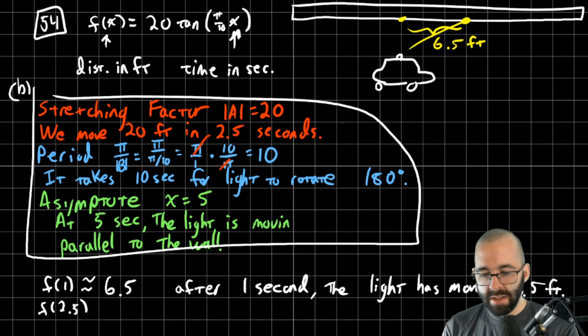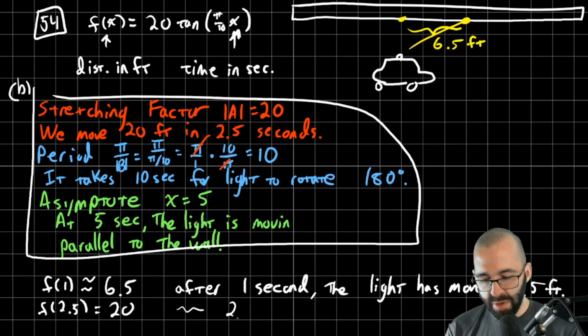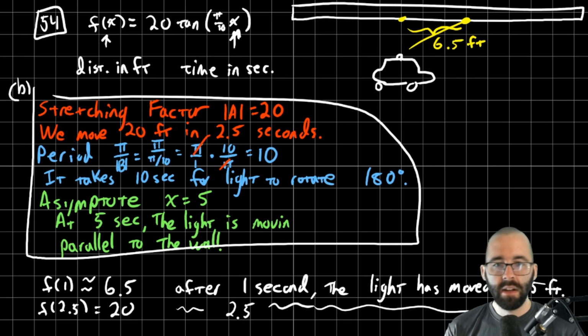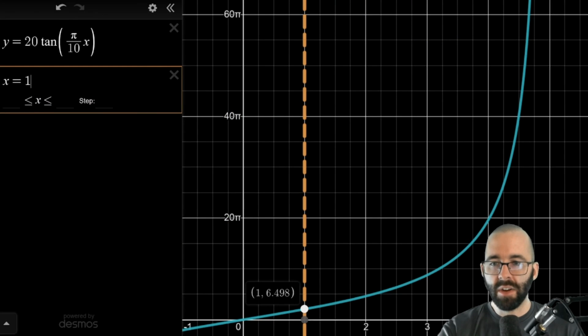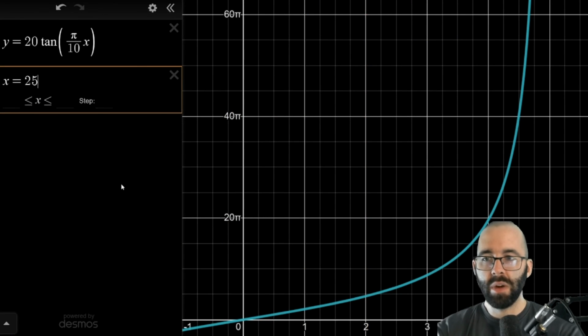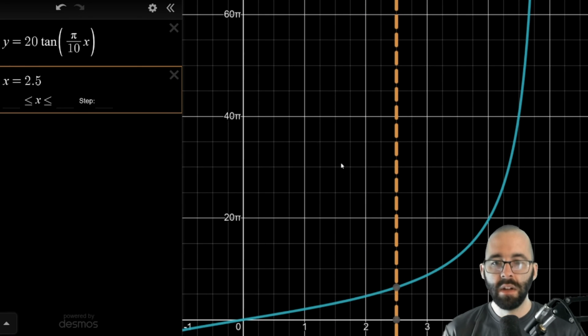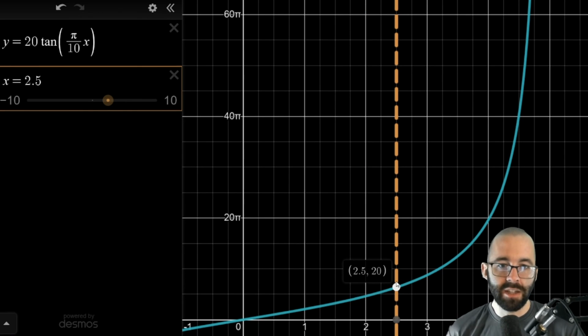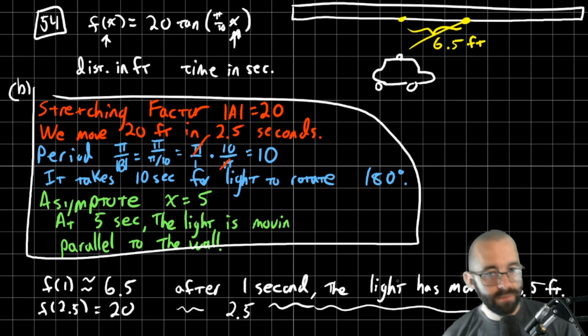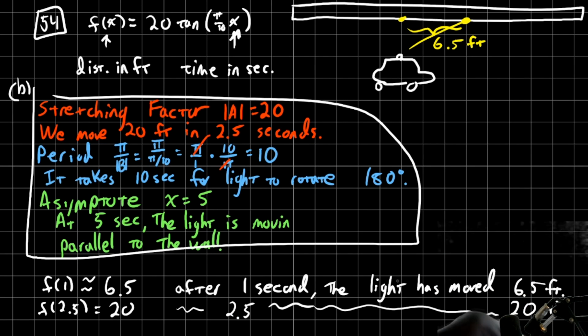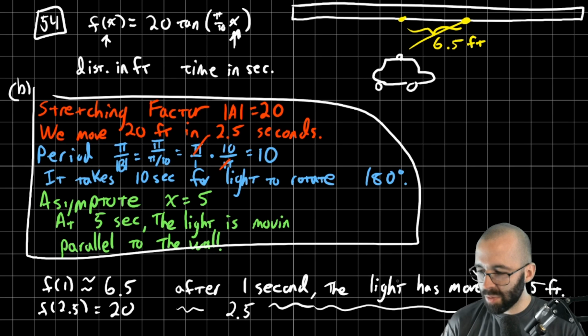And similarly, we already said that we move 20 feet in 2.5 seconds. This is going to be 20, which is almost the same, right? After 2.5 seconds, the light has moved 20 feet. And you could also look at this on the graph, right? If x is equal to 2.5, this intersection should be at 20, which it is. All right. That's the answer down there. That's the answer to this problem.